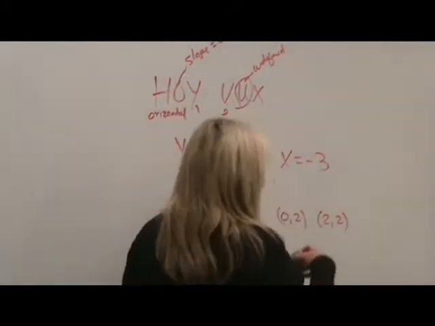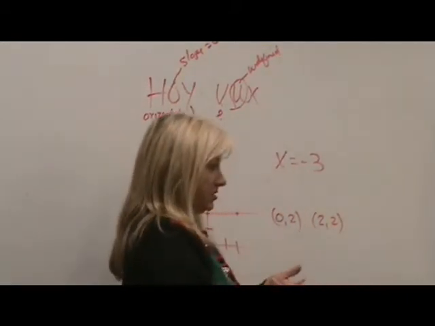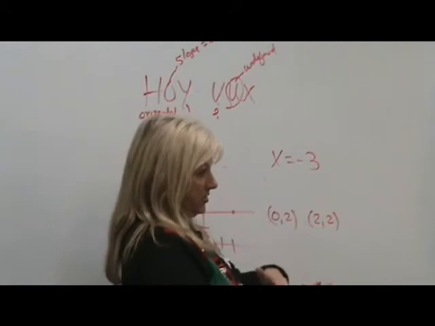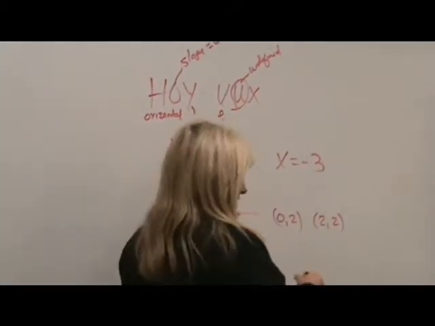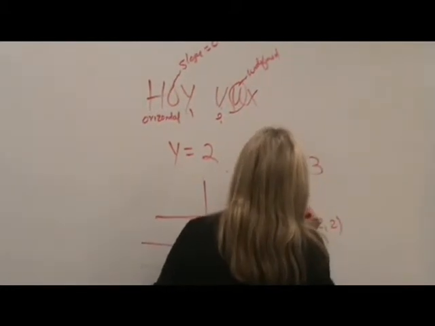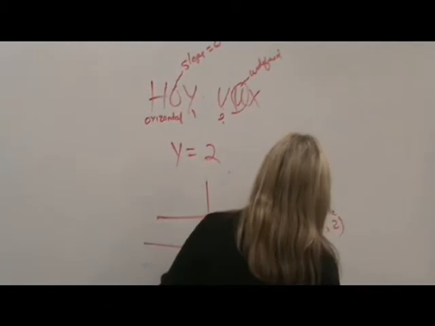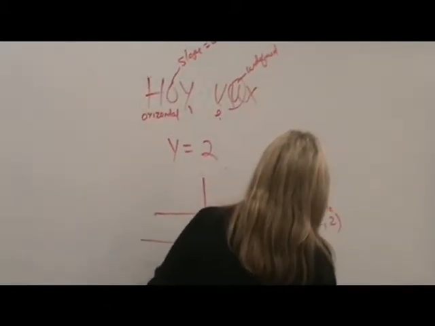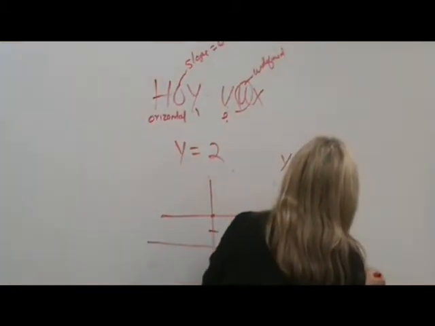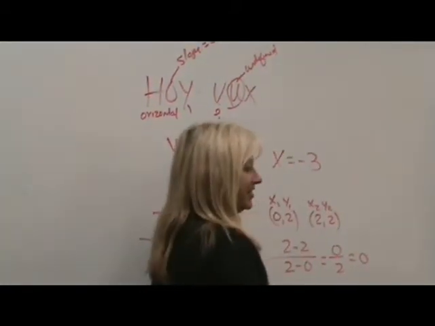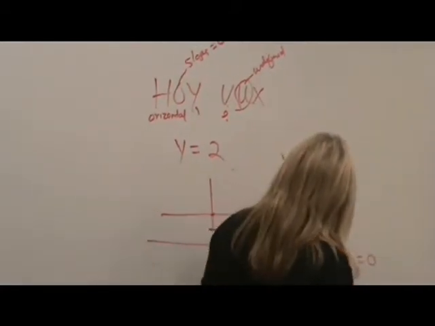So if you put it in your formula, which is one of the two formulas you had to memorize for chapter 3, the y2 minus y1 over x2 minus x1, you have 2 minus 2 over 2 minus 0. So this is going to be 0 over 2, which is 0. Because it's always 0.